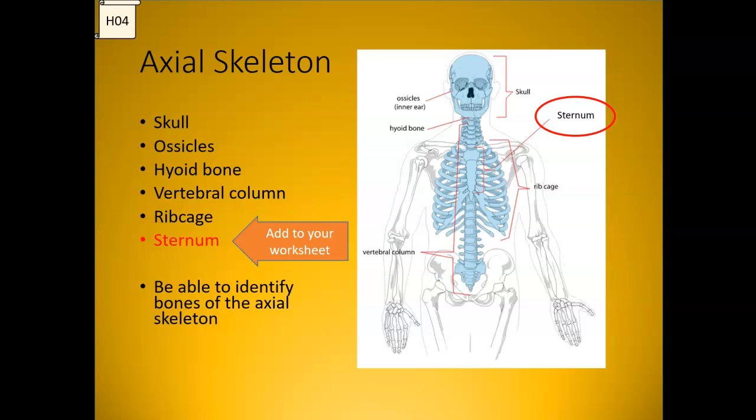And go ahead and identify, again on yourself is a good one, the axial bones. Skull, ossicles, hyoid bone, vertebral column, rib cage, and sternum.